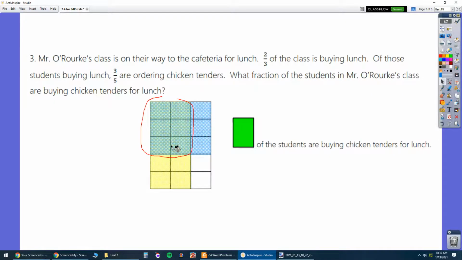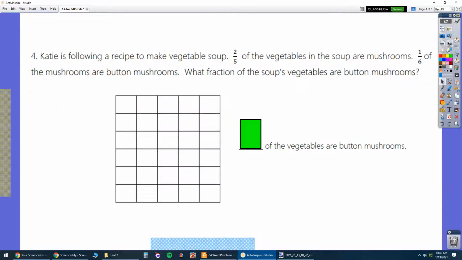So the part that's in both categories is what we're looking for. What's our numerator? How many pieces are overlapping? 6 pieces are overlapping. So that's our numerator. Our denominator shows our total number of pieces. And if you count how many total pieces are in our fraction model, well, 5 up and down, 3 across, that makes 15. So 6/15 of the class is buying chicken tenders for lunch today.